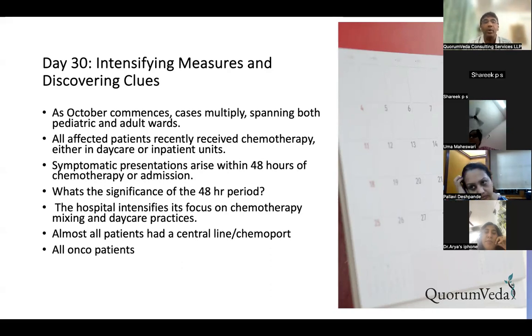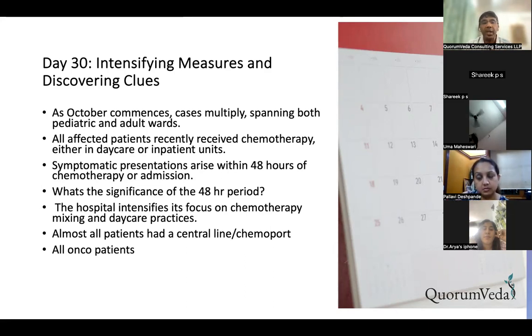As October continues, cases multiply, spanning both pediatric and adult. All affected patients recently received chemotherapy, either in the daycare or the IP chemo unit. There are two chemo mixing units. Earlier the commonality was the daycare, but now patients who received chemo mixed in the IP chemo mixing area are also affected.